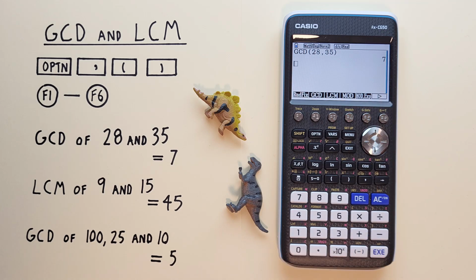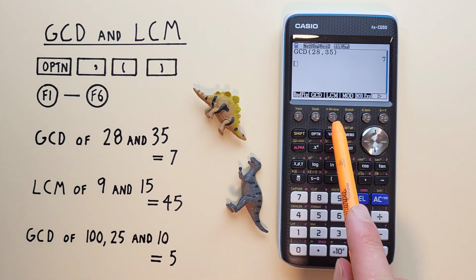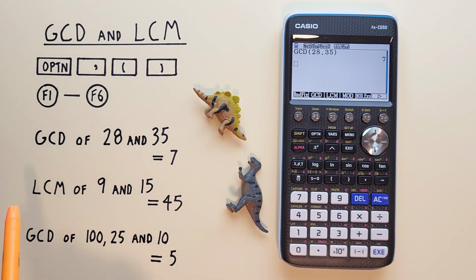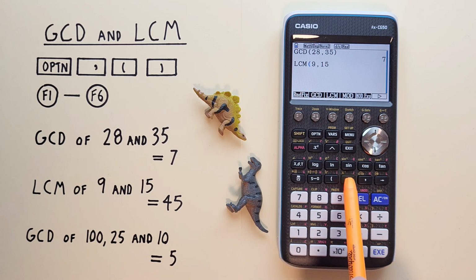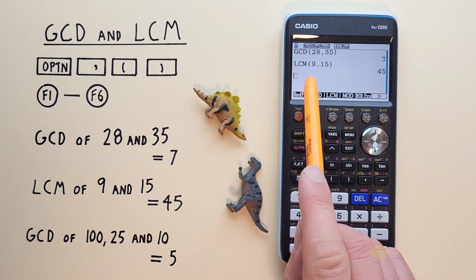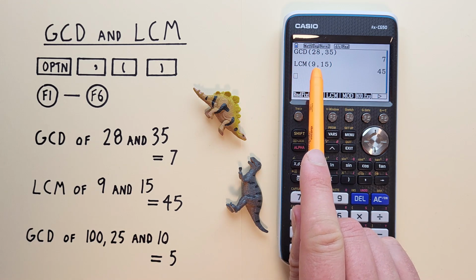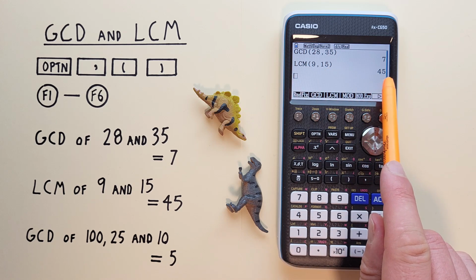For LCM, or least common multiple, we can use the LCM function above F3 on the same menu. So if we wanted to find the LCM of 9 and 15, we would just hit F3, and then the first number, which was 9, comma, the second number, which was 15, close our brackets, and hit EXE. And there we go. The least common multiple of 9 and 15 is 45.